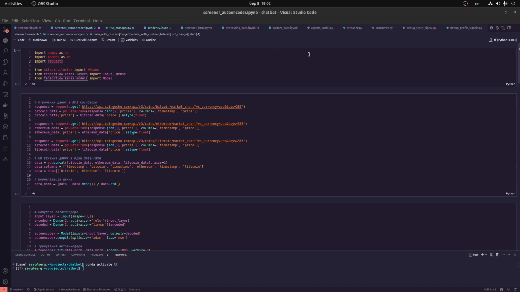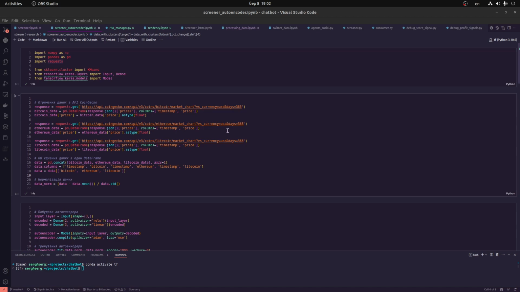Okay, so first we need to import TensorFlow and the K-means algorithm. Then we need to download data. It should be several cryptocurrencies. For example, I used the minimum version to create this baseline, but you could download 100 cryptocurrencies. Okay, so we download this one. It would be for the last year.